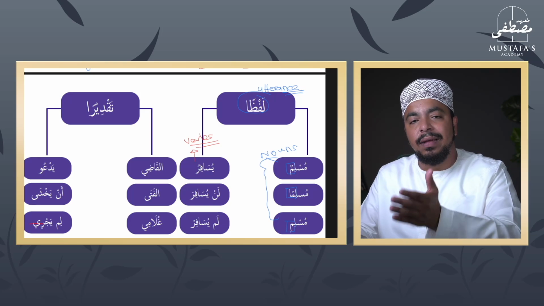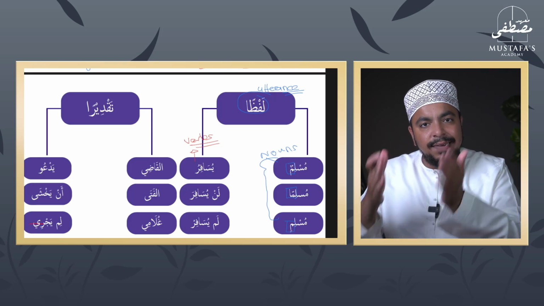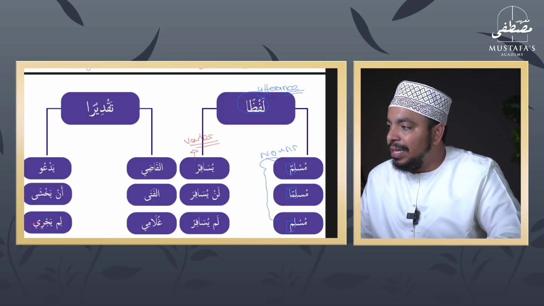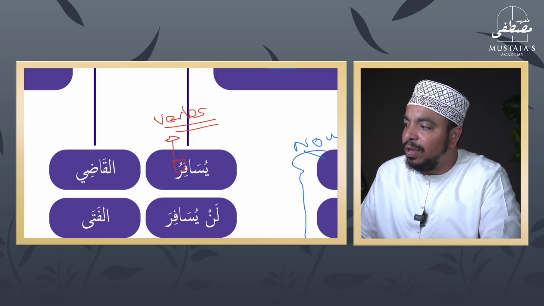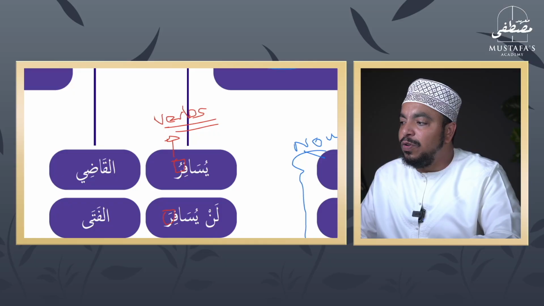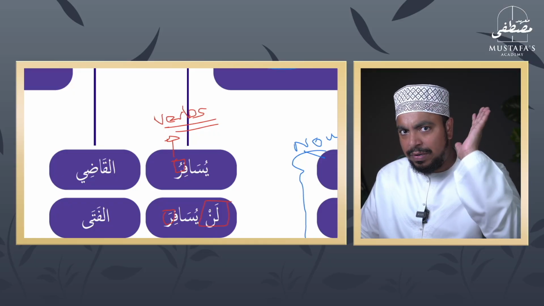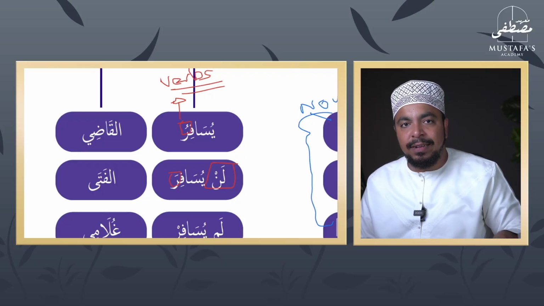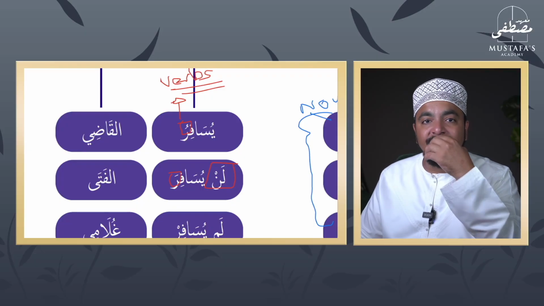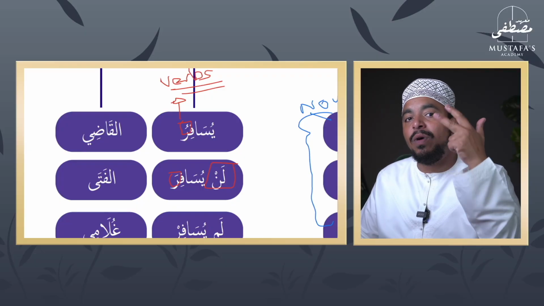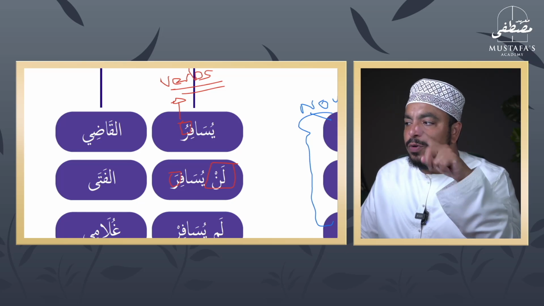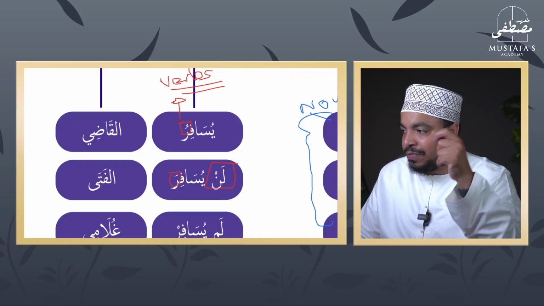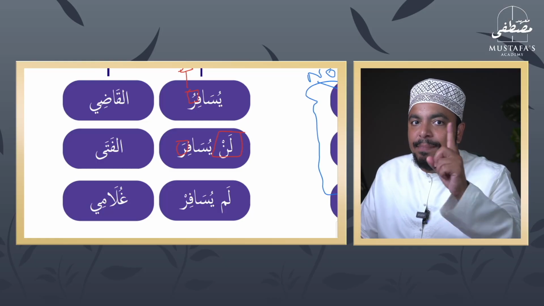You remember what we said, that jazm works for the verbs only and jar works for the nouns only, and the other two work for both nouns and verbs. So look at this. These are verbs now. Yusafiru. Lan yusafira. If you remember, we said lan is specific for verbs, isn't it? In our previous class, when we were talking about the prepositions and their signs, we said there are three types: those specific for nouns, those specific for verbs, and those which work for both. Lan yusafira causes the verb to end in a state of fatha, that is the state of nasb. Lam yusafir.